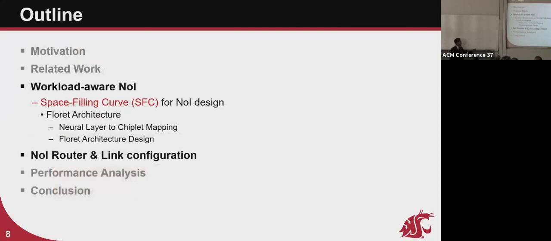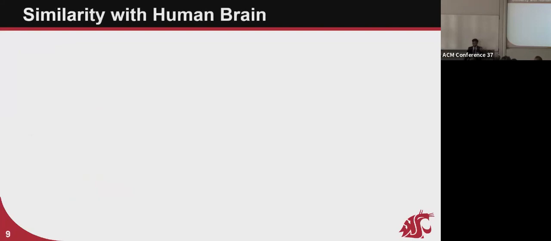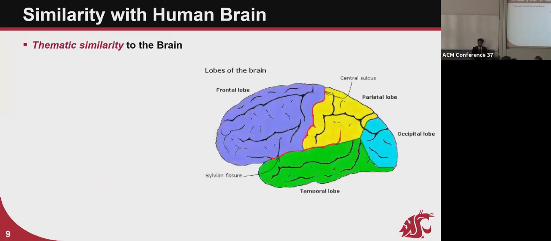So let's talk about this workload-aware NOI and the space-filling curve. First, I would like to bring out a similarity to the human brain, a neuromorphic similarity. Most of you might be aware that we have multiple different parts in our brain which are supposedly doing different tasks. They might be happening concurrently, and within one lobe, for example the frontal lobe, which is for visual recognition, or the occipital, which is for spatial recognition or depth analysis, that might be working concurrently. So we have multiple tasks happening, some with serial execution, and we have concurrent execution of tasks based on what type it is.